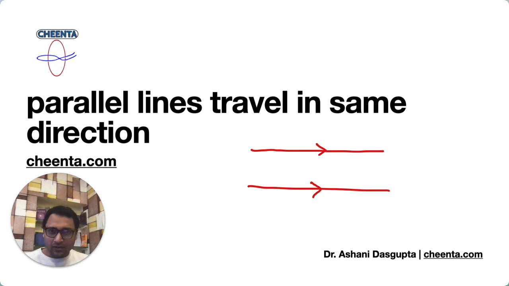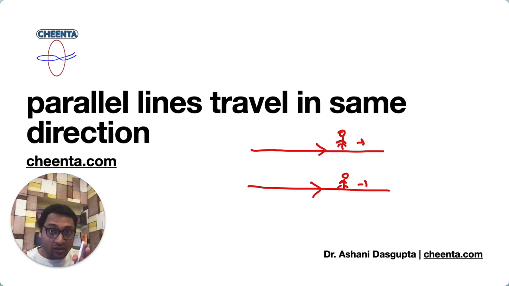It's very simple. Two lines are said to be parallel if you are walking on either of them, you are actually traveling in the same direction. So there is a notion of direction that is ingrained in this particular way of seeing parallel lines.